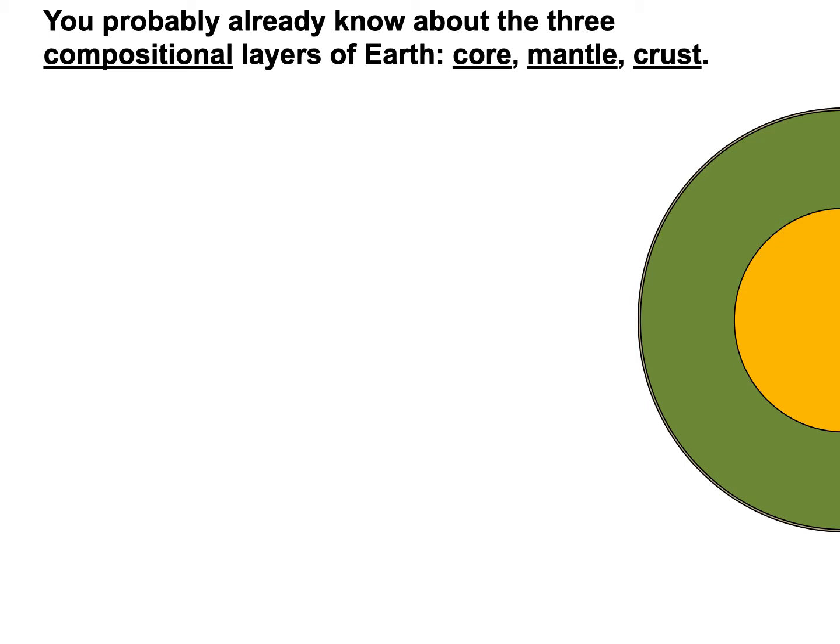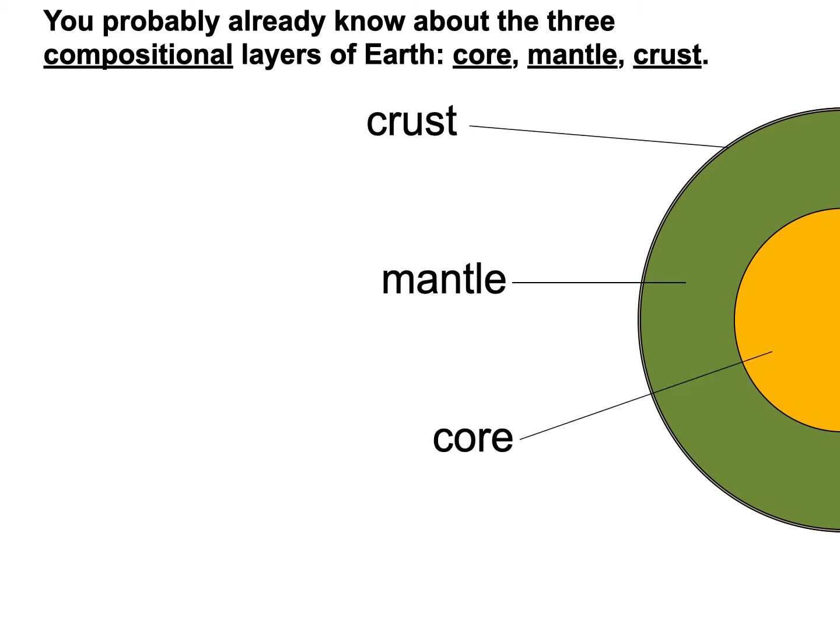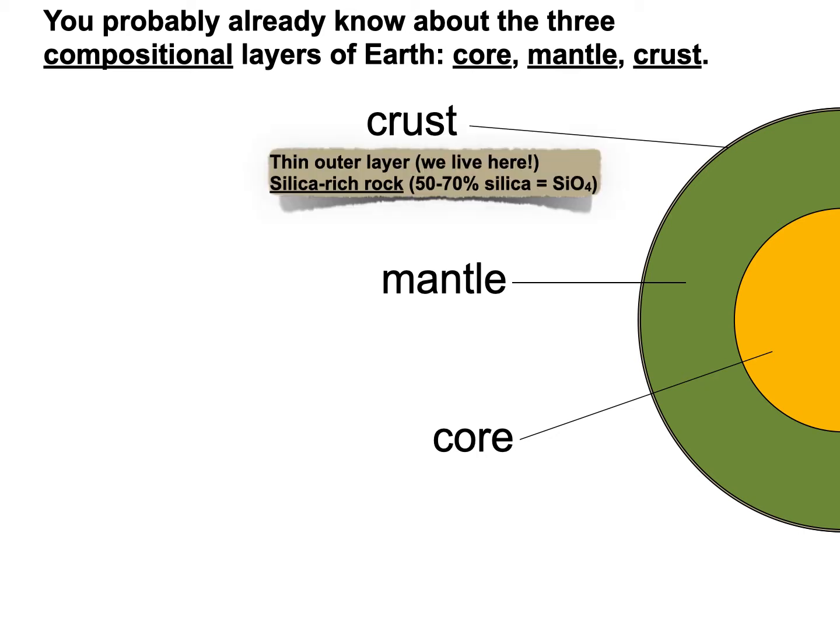You probably already know about the three compositional layers of Earth: the core, the mantle, and the crust. What makes them different? Let's start with the crust, the thin outer layer of Earth where we live. The crust is composed or made up of silica-rich rock. Silica is a molecule made up of the two most common elements in Earth, silicon and oxygen, with one silicon atom and 4 oxygen atoms. Crust rock has about 70 to 50% silica, somewhere in there.